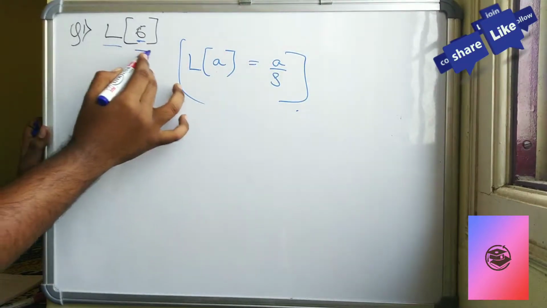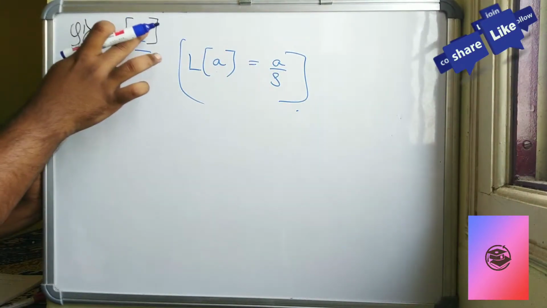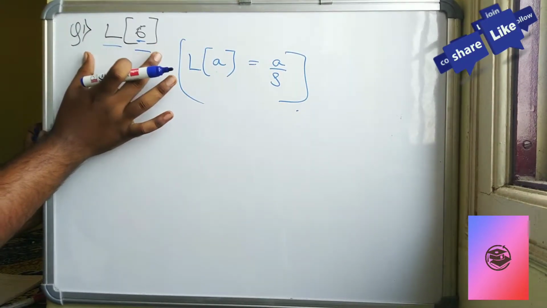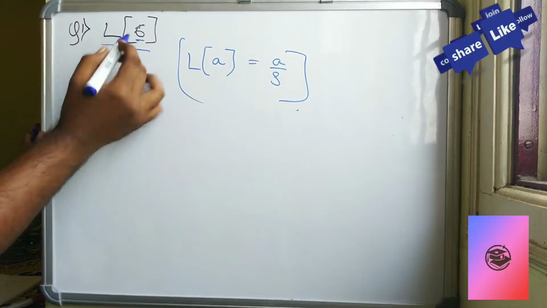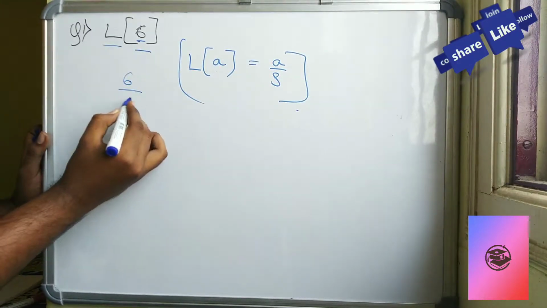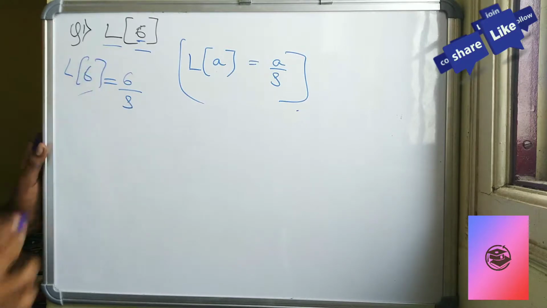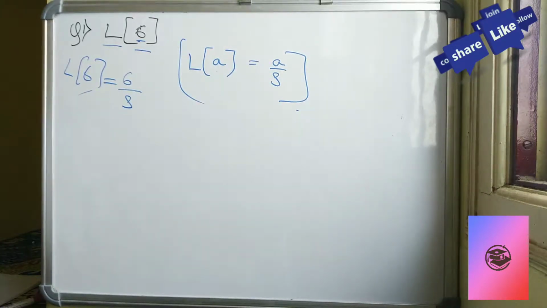Now, the Laplace transform of 6 will be what? In place of a, it is 6. The Laplace transform of a constant is a by s. What is a? That is 6. So 6 by s. This is the answer for the Laplace transform of 6. Move on to the next question.